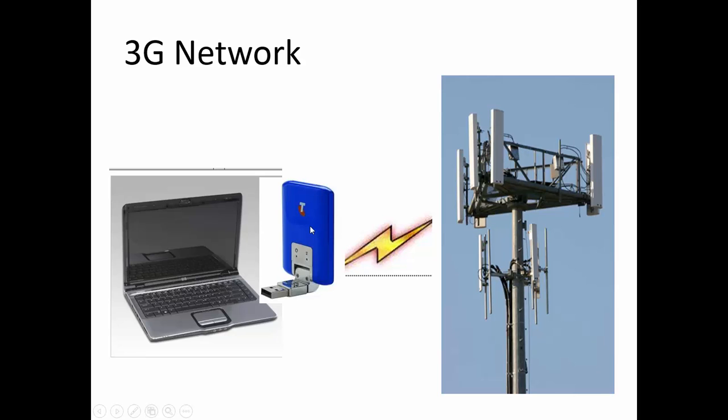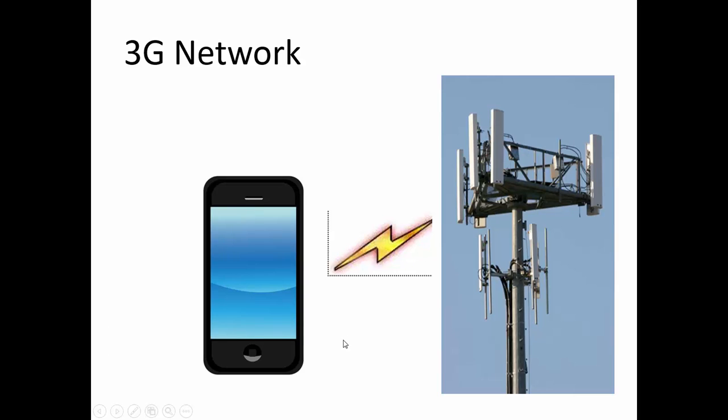This is what it looks like. This is a Verizon Air card, and this little blue box is actually a cell phone, and it plugs into the USB port of the computer and then allows the computer to connect to a cell phone tower. If you have a smartphone which uses 3G, then you can connect to a cell phone tower, and that is a method of accessing the internet.